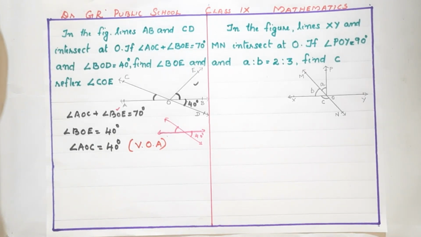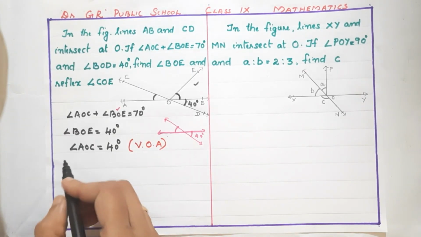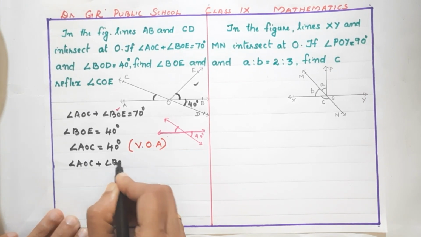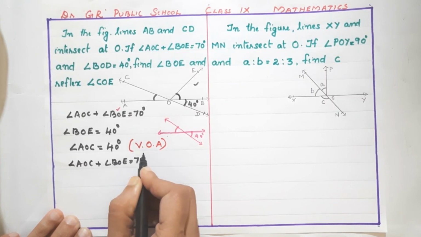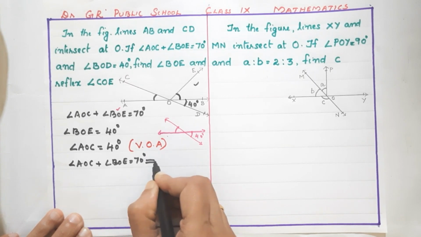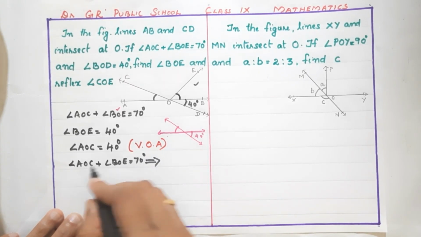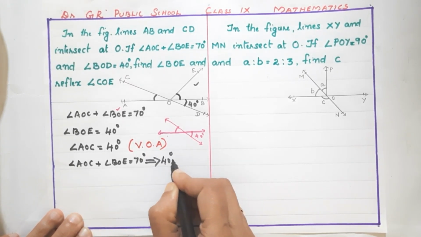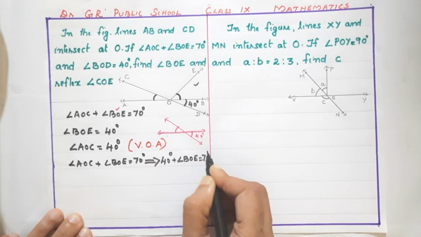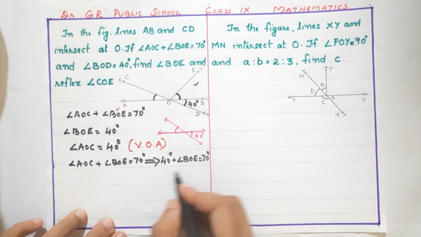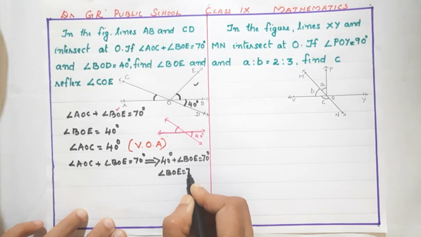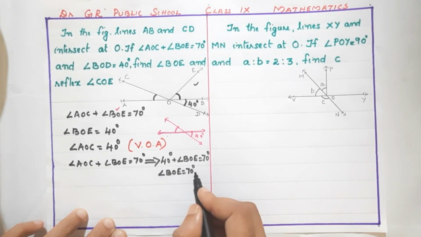Now, come to the given equation. What is given? Angle AOC plus angle BOE equal to 70 degrees. Now we got angle AOC, so we can put 40 degrees here. 40 degrees plus angle BOE equal to 70 degrees. Okay. Now what is angle BOE? BOE equal to 70 degrees minus 40 degrees.